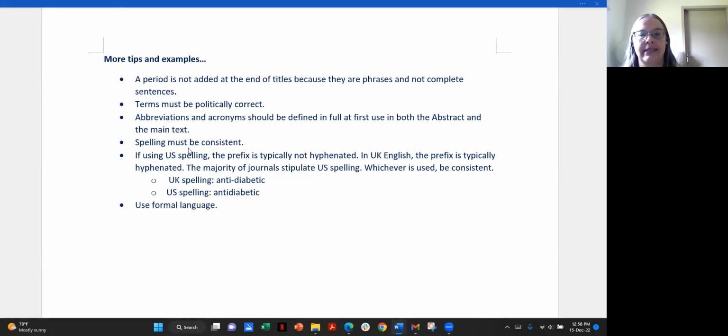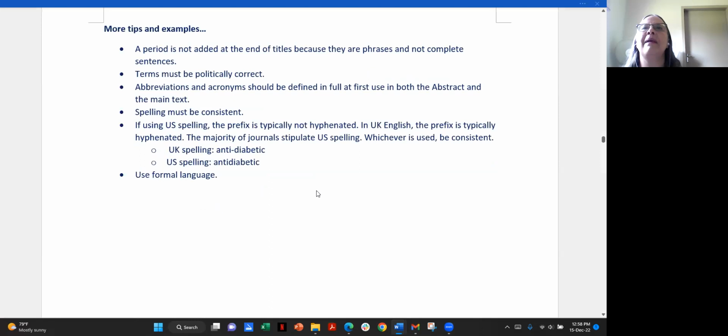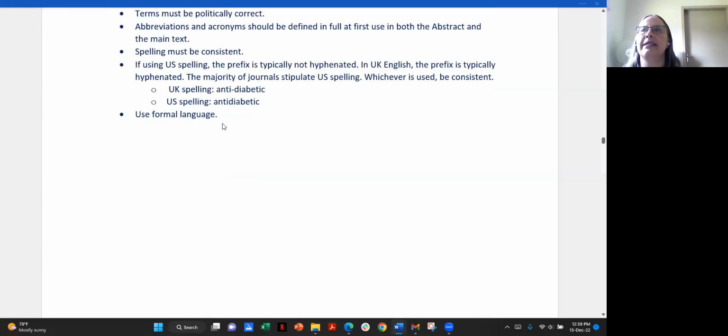Spelling must always be consistent. That's something that us as editors do look at, and I'll show you an example. And remember, if you're using US spelling, prefixes are typically not hyphenated. UK spelling, they prefer a hyphenation. So an example would be, in UK spelling, it would be anti-diabetic with a hyphen. US spelling, it would be written as one word. And the other thing to remember is that a journal article is a formal document. It's not a conversation or a magazine article, and you would need to use formal language. So here's some examples.